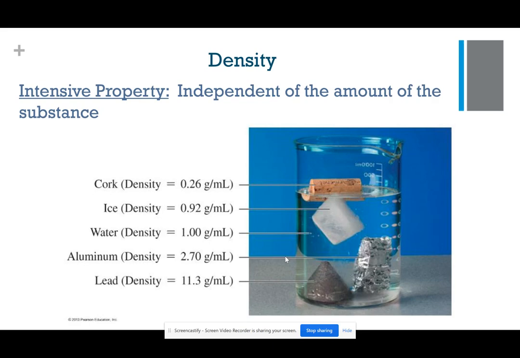Density is an intensive property. So density is independent of the amount of a substance that we have.